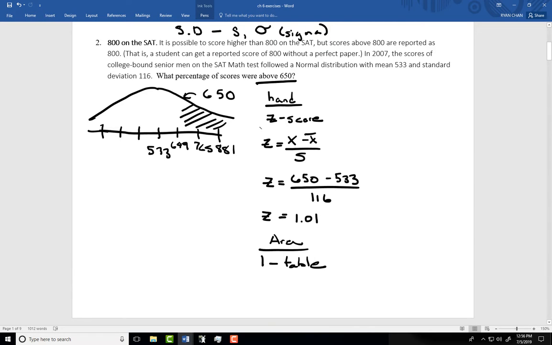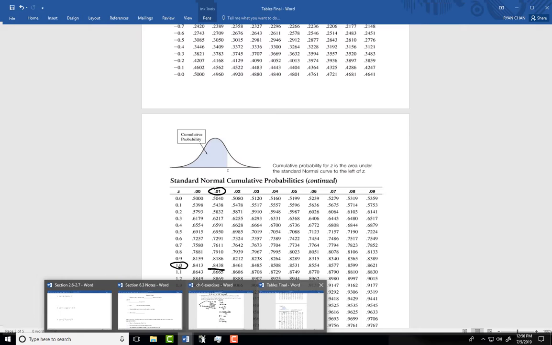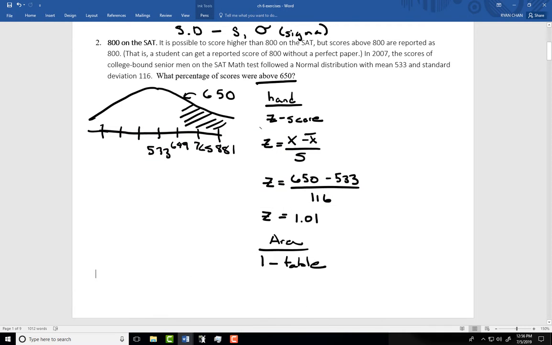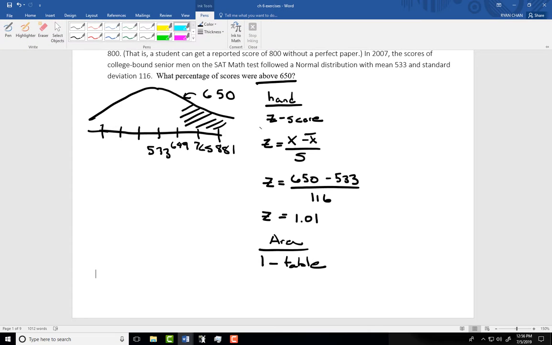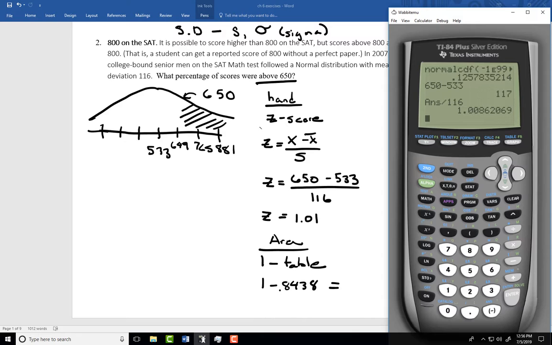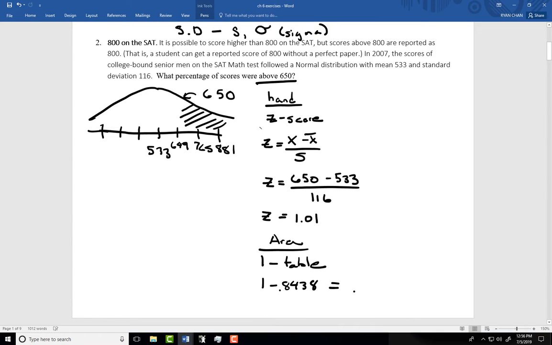And the table gives me 0.8438. So it's going to be 1 minus 0.8438. I throw it on my calculator, and I get 0.1562. And so this is my answer.